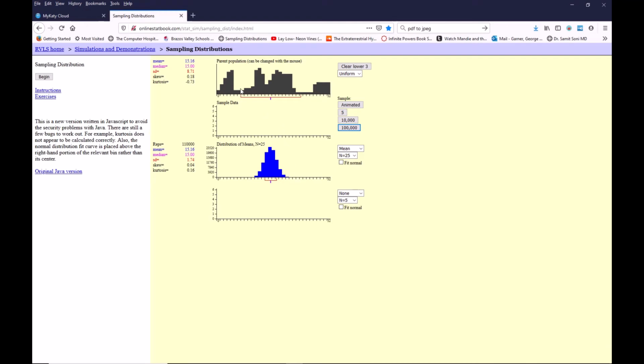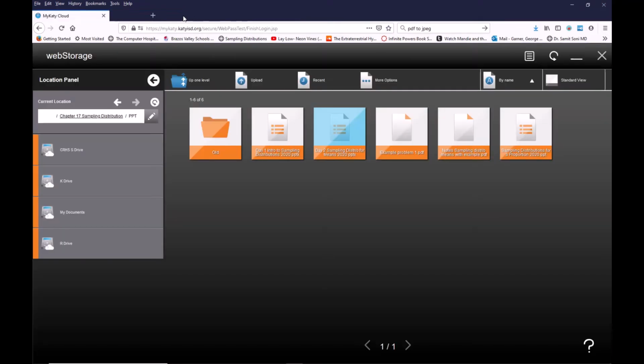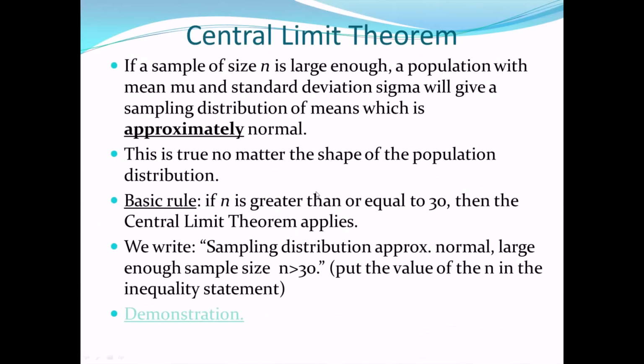So there's your central limit theorem. It doesn't matter what you start out with, so long as your sample size is sufficiently large, and we're going to go a little bigger than this, your sampling distributions will be normal, and you can do standard normal calculations on them. All right? Good stuff, good times.